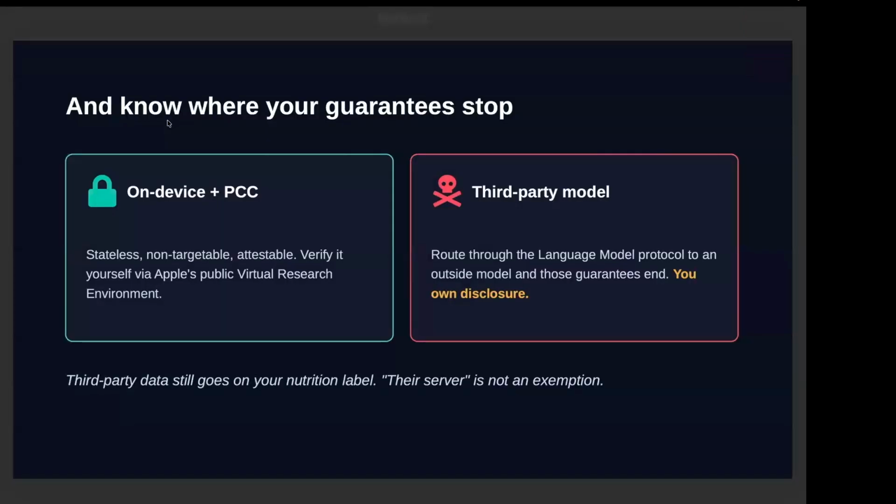One other thing apart from these fixes is to know where your guarantees stop. If you're using on-device or Private Cloud Compute, those are stateless, non-targetable, and attestable, so verify it via Apple's public Virtual Research Environment. But if you go to a third-party model, you are at your own disclosure. Third-party data still goes on your nutrition label. Their server is not an exemption.